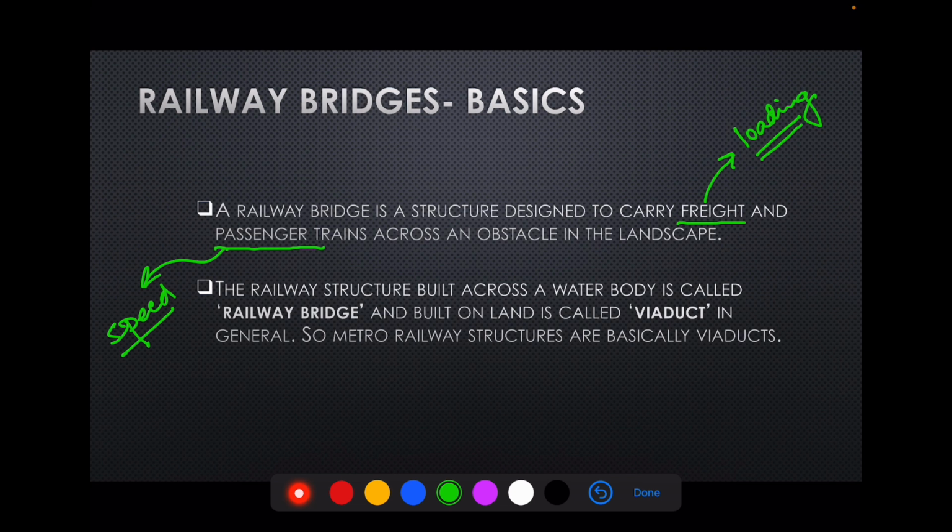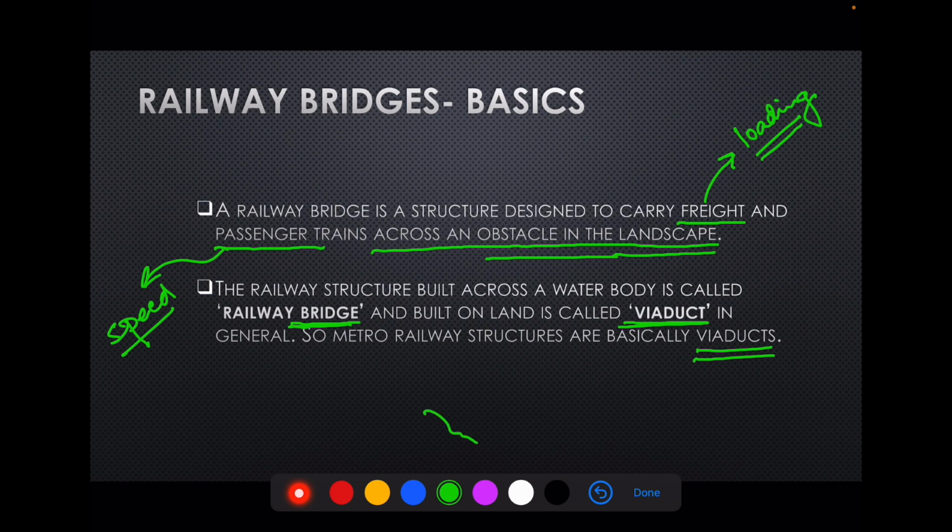Then come to the latter part of the definition: across an obstacle in the landscape. This obstacle in the landscape can be a water body or the land itself. So when a railway structure is built across a water body, it is called technically a bridge. And if it is built on land, it is called a viaduct. So metro railway structures are basically nothing but viaducts.